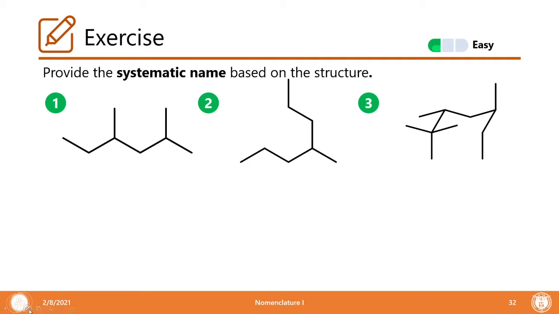Okay, so what we can do is we can first determine the parent chain. So we have 1, 2, 3, 4, 5, and 6. So this is a hexane. Okay, hexane. And now what we want to do is determine the substituents.